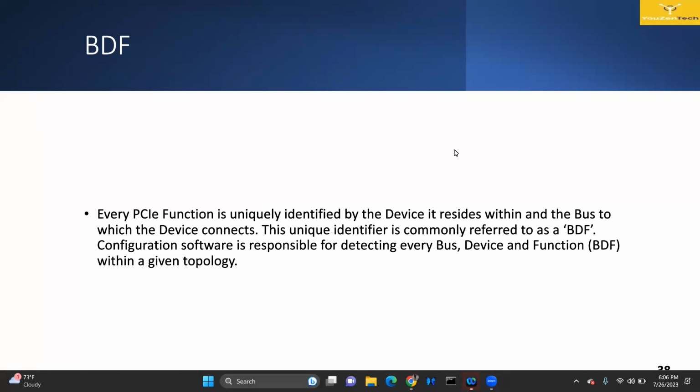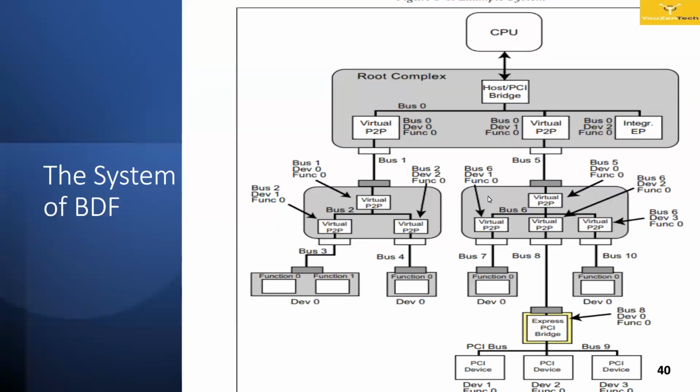BDF stands for: B stands for bus, D stands for device, and F stands for function. If you see this structure, we have the root complex and, let's say, two downstream ports here, and then it is connected to what we can say is a switch, and then this switch is connected to a device which has two functions, function 0 and function 1.